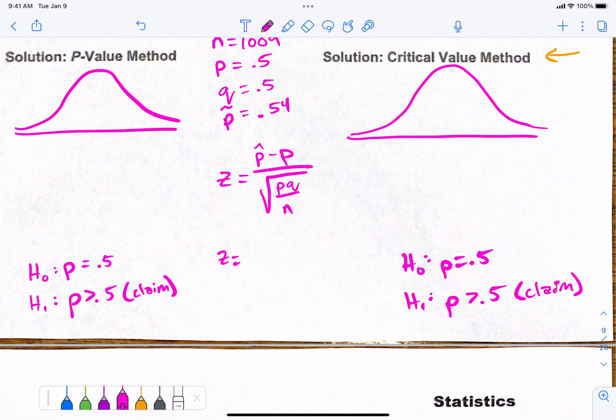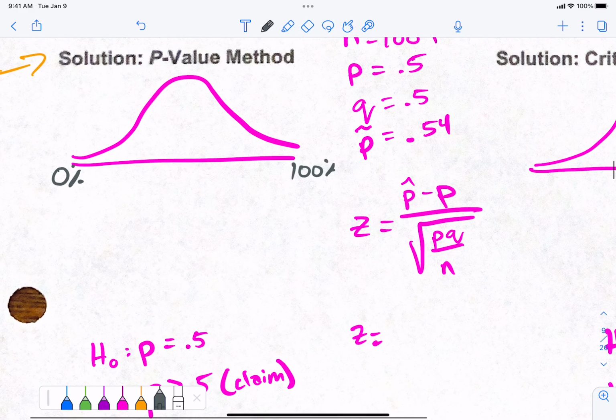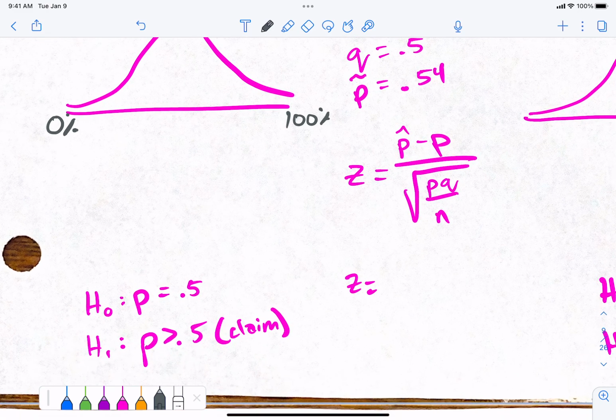All right, here we go. P-value method. When you label your bell curve, you're going to label it as 0% over here and 100% over here, and we're going to talk about where our cutoff marks are. Do we have a left tail, a right tail, or two tail? One tail. Which one? The right one.